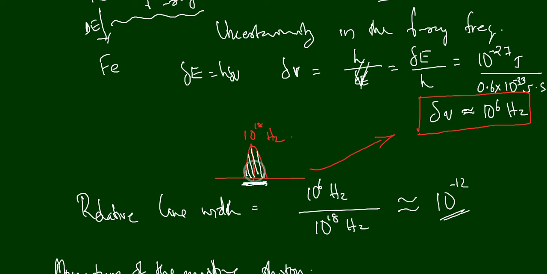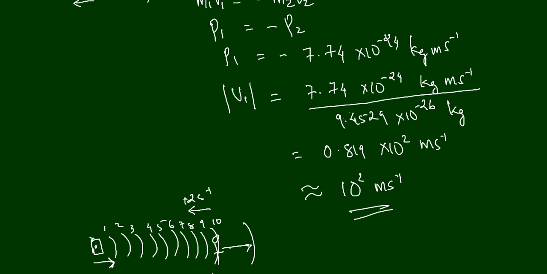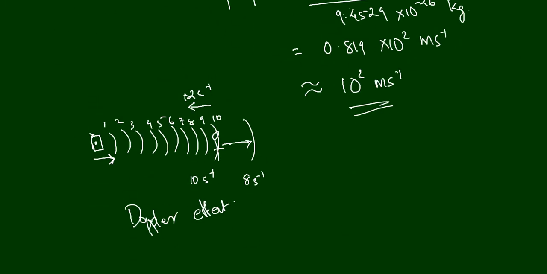And if the receiver nucleus is receiving any frequency within this line width, it should absorb it and go to the excited state. But what is the consequence of the recoil velocity? Because of the recoil velocity, there will be a Doppler shift. The receiver is experiencing a shifted frequency, and we can calculate this shifted frequency.